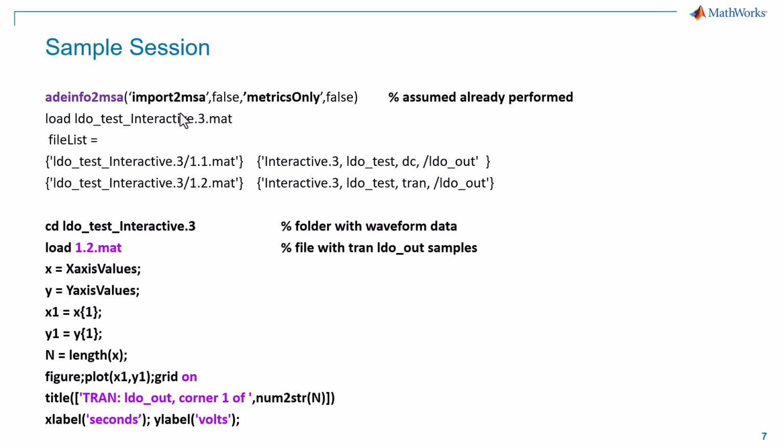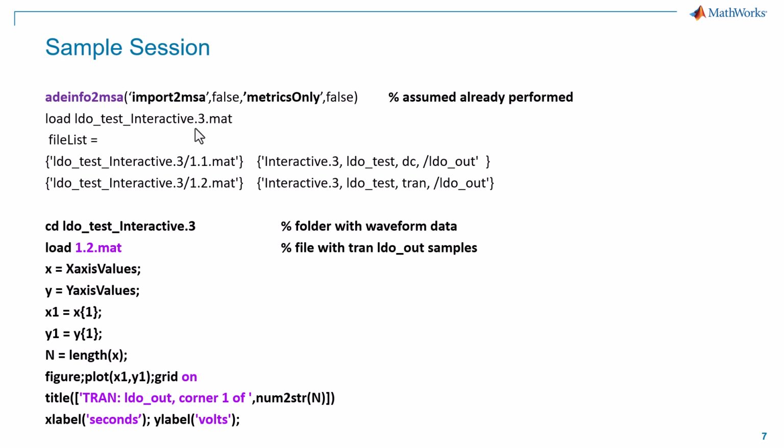Okay, so again, here would be a sample session where we could access the data. It's assumed here that you've already done this save. Perhaps you've already called ADinfo to MSA inside of your output setup of Cadence, in the output setup section. And now over in MATLAB, you're accessing this data. Again, could be on Windows, could be on Linux.